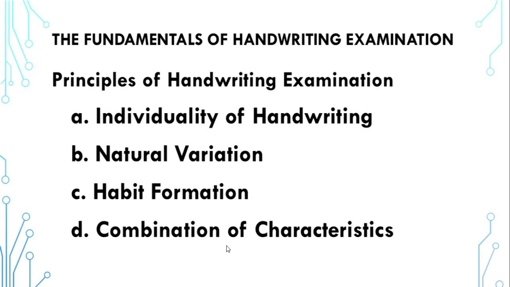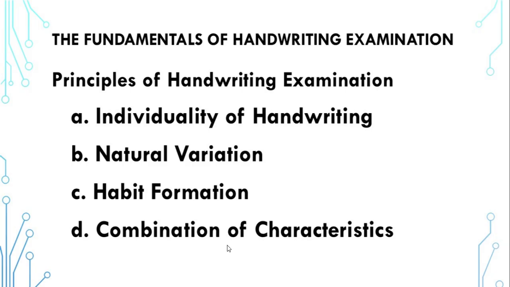The second principle is the principle of natural variation. It says that a person's handwriting is not exactly the same every time. If you sign 10 times, there are bound to be some seemingly small differences. Those differences are not actual differences, but just variations. We call them natural variations of the same handwriting. So examiners must distinguish between natural variation and intentional disguise.